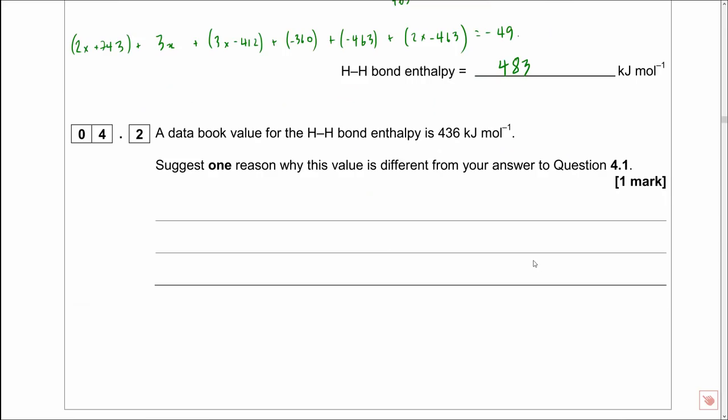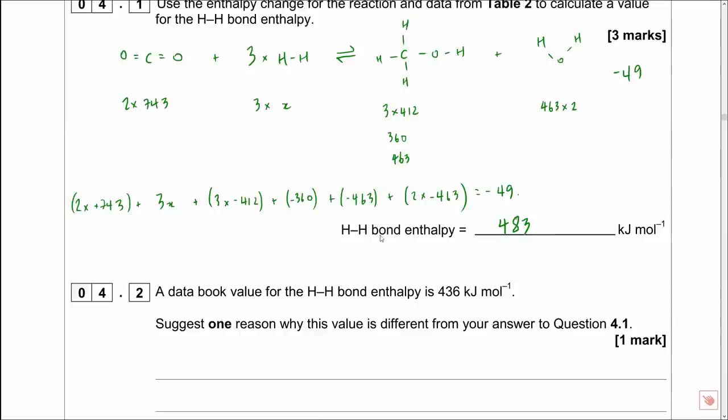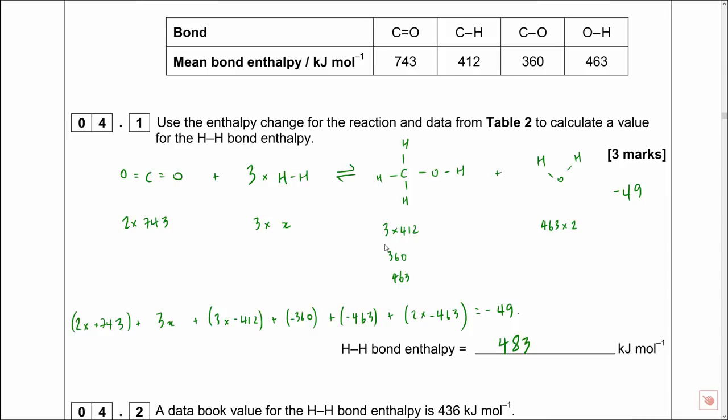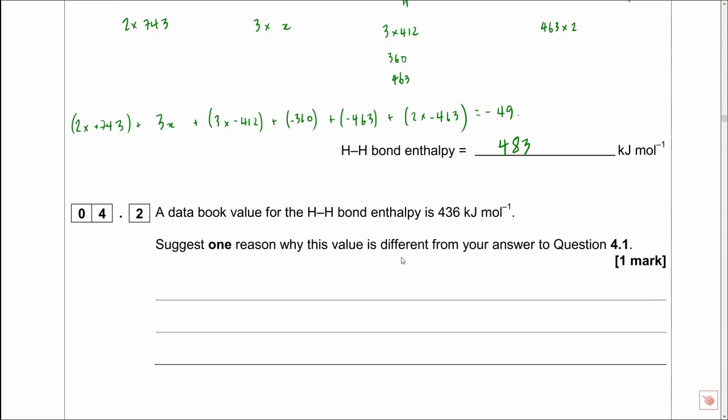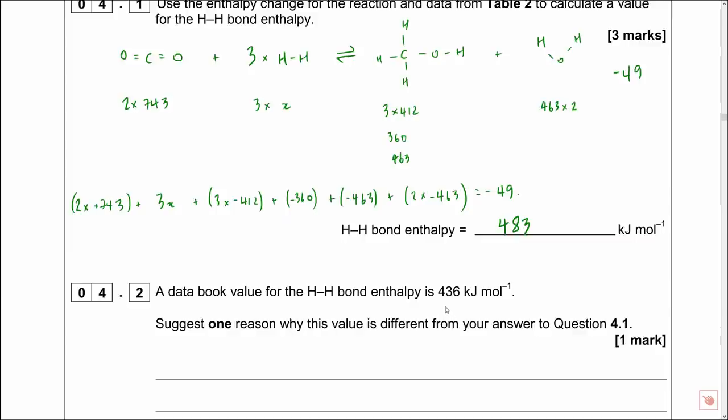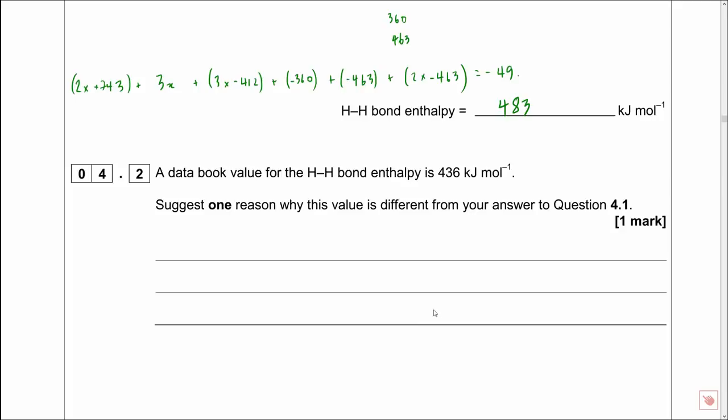Nice question here, classic one. So you're comparing these: the data book value is basically 436, whereas you've calculated 483. Suggest one reason why this value is different from your answer to question 4.1. Well, what you've got to appreciate is that the data book is giving a value for the H-H bond enthalpy, whereas we're actually calculating from mean bond enthalpies.